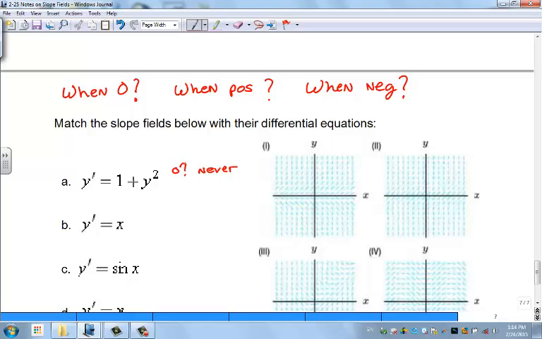Okay, so let's look at our next question. When is our slope going to be positive? Well, guess what? 1 plus y squared, I don't know anything I can put in there and get a negative number. So it's always going to be positive. So that gives us a big clue. We need something that has always positive slopes. So as I go from left to right, remember we always read slopes from left to right. Well, I'm going to have positive slopes from left to right. So that's going to give me a pretty good idea of which one of these to choose.